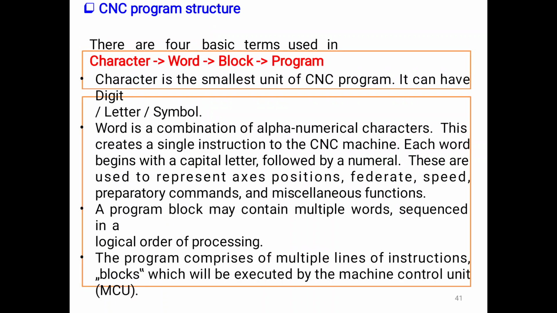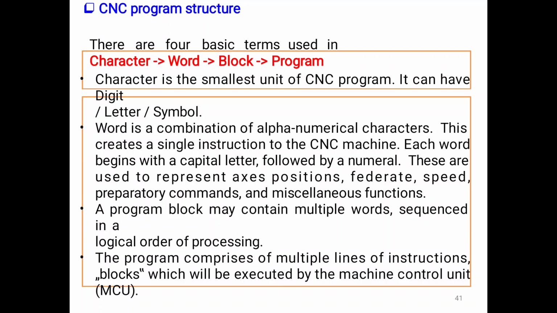In the structure of a CNC part program, four basic terms are used in the programming structure: character, word, block, and program. The character is the smallest unit of CNC programming. It can be a digit, letter, or symbol.